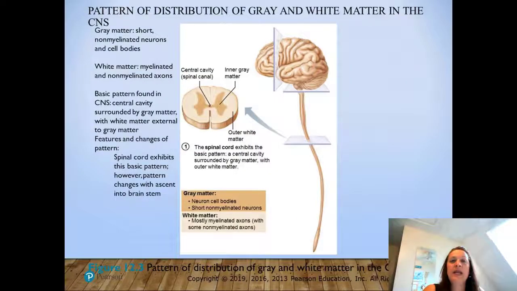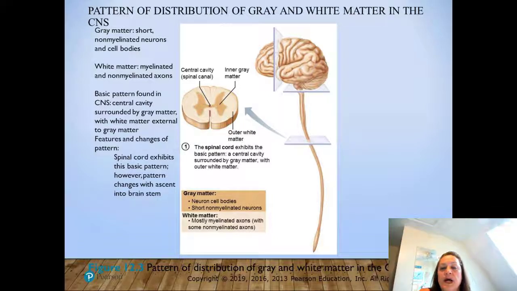Now, the adult brain is arranged in a specific way. So we have gray matter, which is the neuron cell bodies and some short non-myelinated neurons. Then we have the white matter, and the white matter is myelinated and non-myelinated axons only. So when we think about a neuron, remember that it has that round body with all of those extensions. The cell bodies are in the gray matter, and the axons are in the white matter. And so this is the basic pattern that's found throughout the central nervous system.